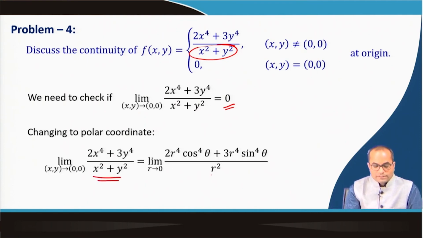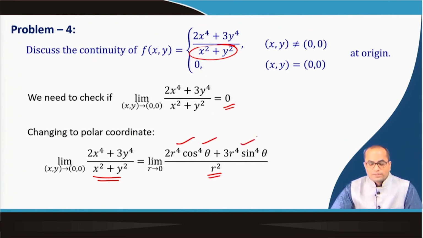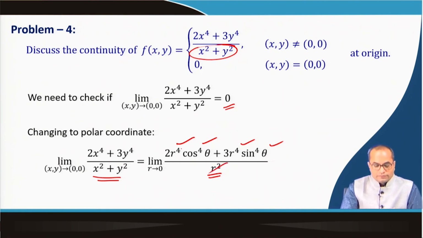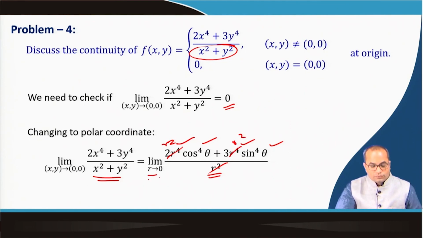Here x square plus y square will be r square, and then 2 r to the 4 cos 4 theta, and we also have 3 r to the 4 sin 4 theta. Now, the r square term will be cancelled. So, here we will have r square, here also we have r square, and then r goes to 0. So, this limit will become 0.